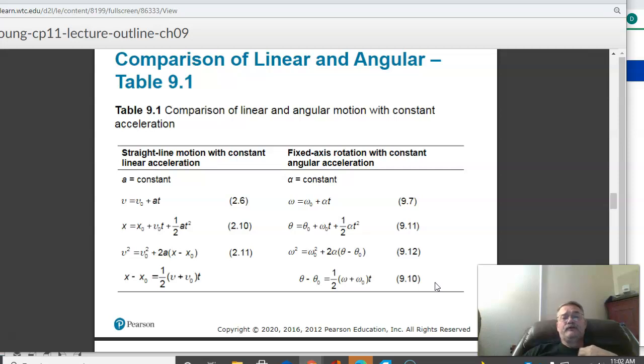The last thing I'd like to cover in this video is the comparison between the linear and angular motion formulas for acceleration. Obviously they're parallel to each other. However, you can see the change in some of the variables that are used to represent them. So velocity in straight line motion is equal to the initial velocity plus the acceleration times time, whereas in rotational motion we substitute omega in: the angular velocity equals the initial angular velocity plus the angular acceleration times time. And so it shows a nice parallel comparison between the linear straight line motion and the rotational angular acceleration.